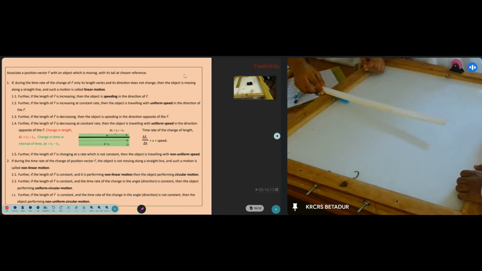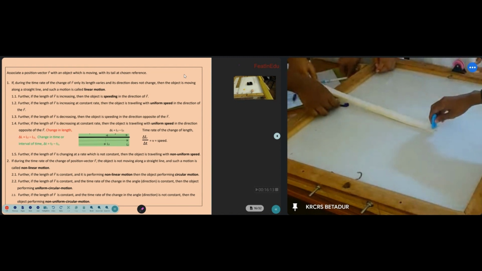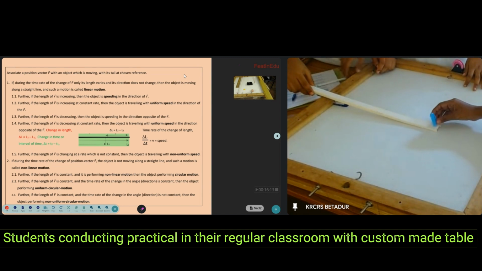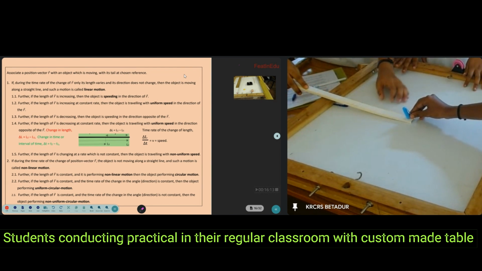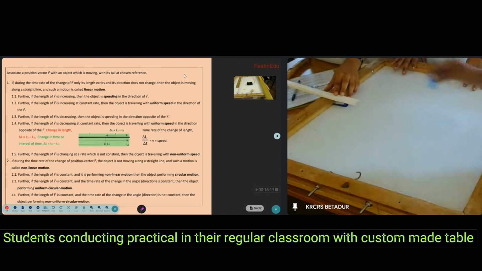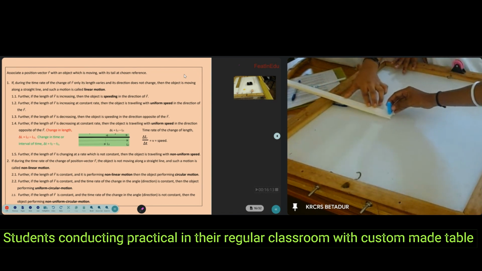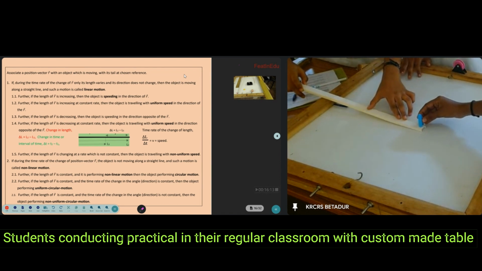One of you hold the object in your hand, and you move. And the other person should move the position vector accordingly. Good. Move. Come on. Very good. See, the object is moving and the position vector is tracking it.